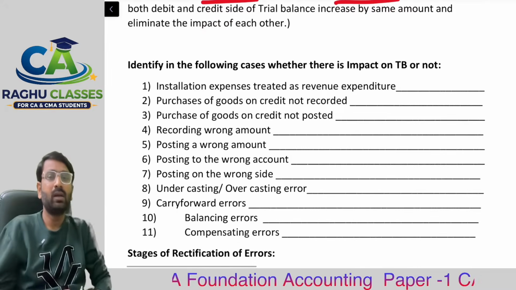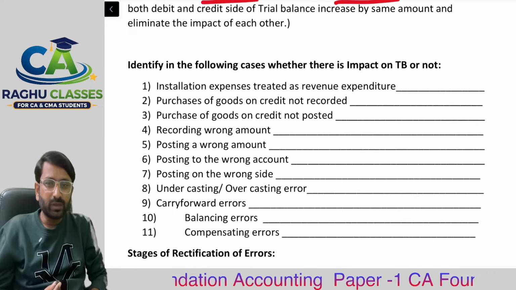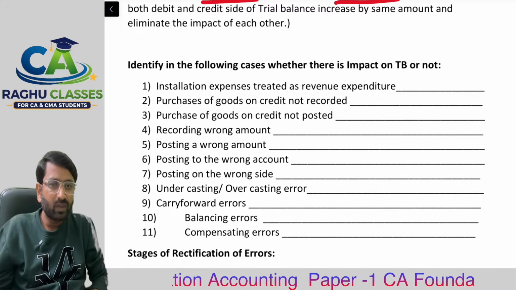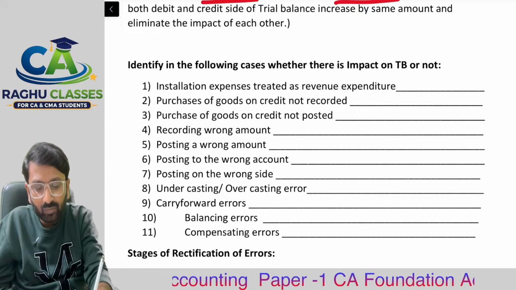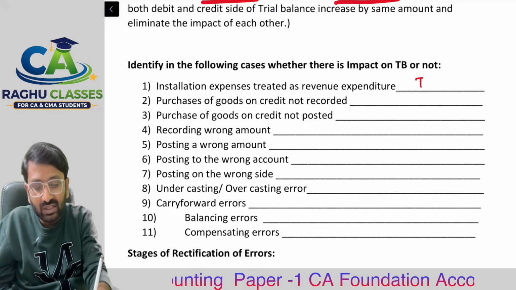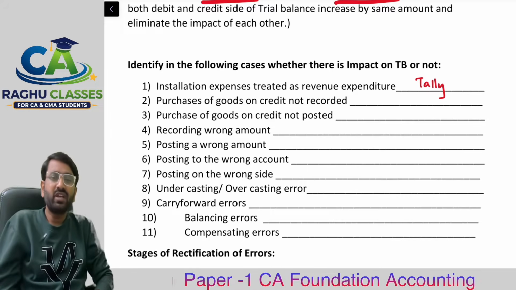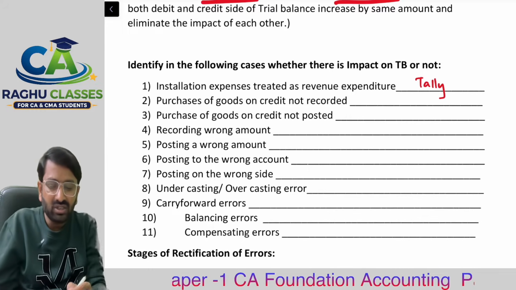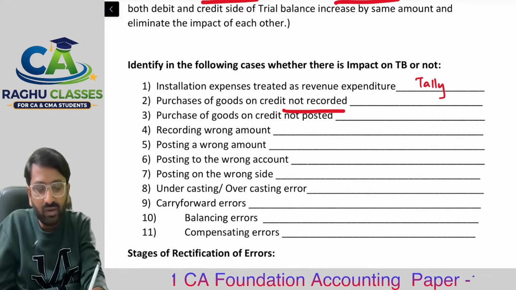First one, installation expenses are treated as revenue expenditure. So can I say capital is treated as revenue? This is an error of principle. TB will tally, no impact on trial balance. Next, purchase of goods on credit not recorded at all. Complete omission again. TB will tally.